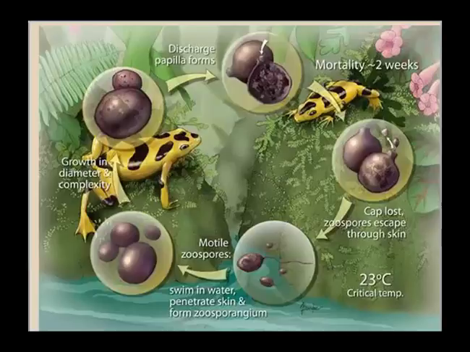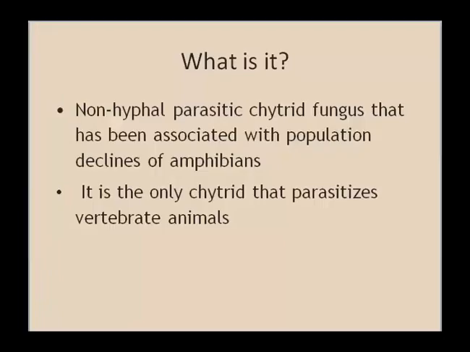Survival, growth, and reproduction are highly temperature dependent. Temperatures higher than 25 degrees Celsius increase the rate of epidermal turnover and reduce the growth of dendrobatidis. BD is considered unusual because it's the only chytrid that parasitizes vertebrate animals.